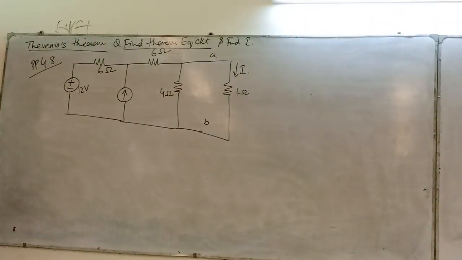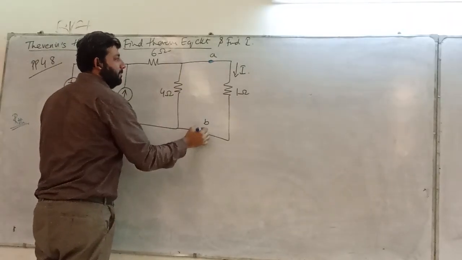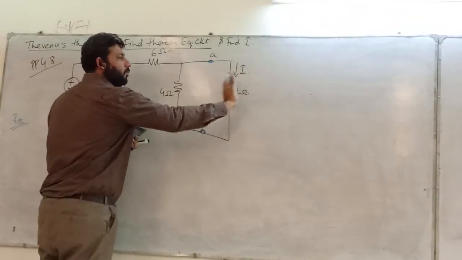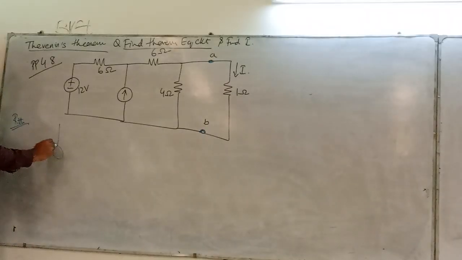So first of all, what we are going to do for Thevenin equivalent circuit? What is the first step? Find Thevenin. And in order to find Thevenin, what we are going to do? Remove the load terminal. What are the load terminals? A and B. This is the terminal. So we will remove it. 1 ohm, remove it. Keep it open and draw the circuit as it is. As it is. Or remove the sources.